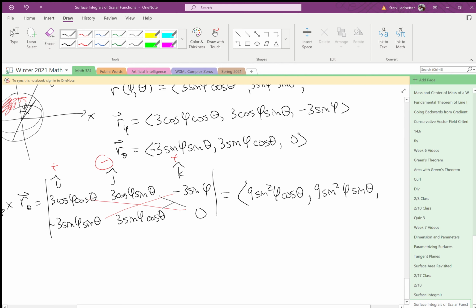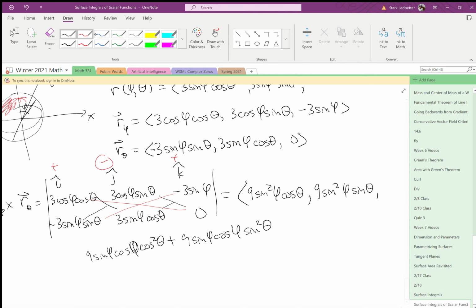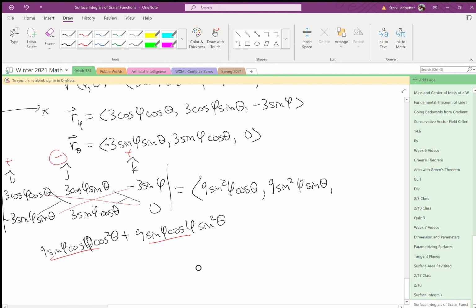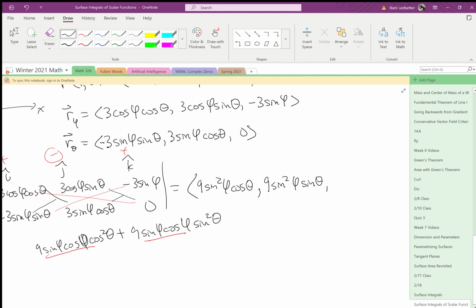Okay, that's good. And then in the k, it's 9 sine phi cosine squared theta, minus a negative, so plus 9 sine phi cosine sine squared theta. And then we can factor out this first part, and we're left with a sine squared theta plus cosine squared theta, which is 1. So the z-coordinate actually ends up being 9 sine phi cosine phi. There.